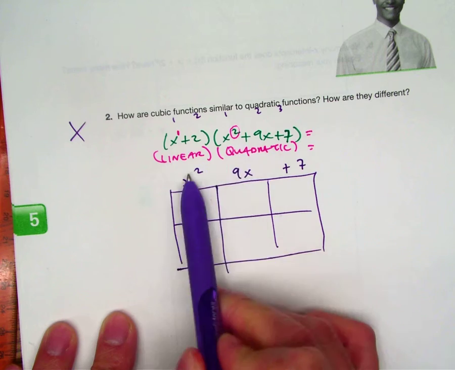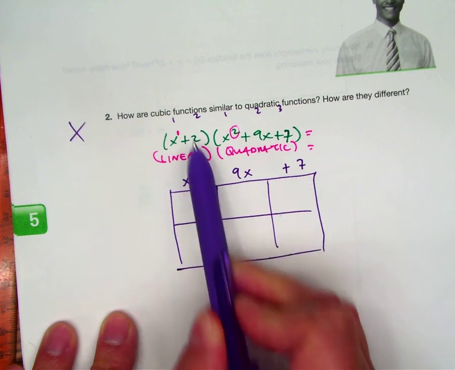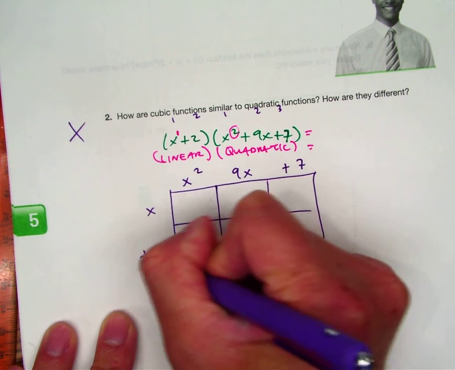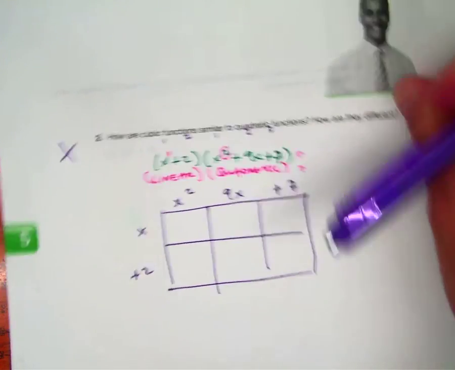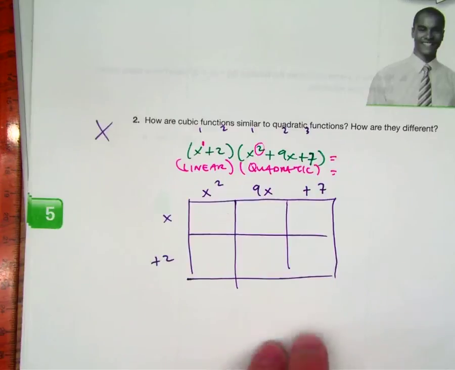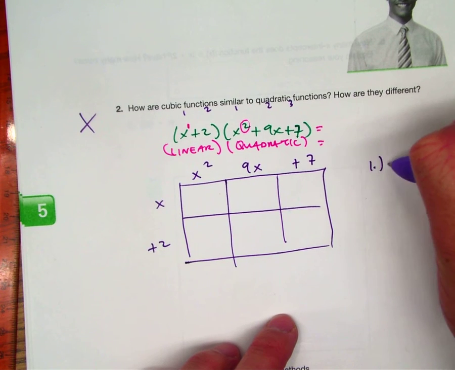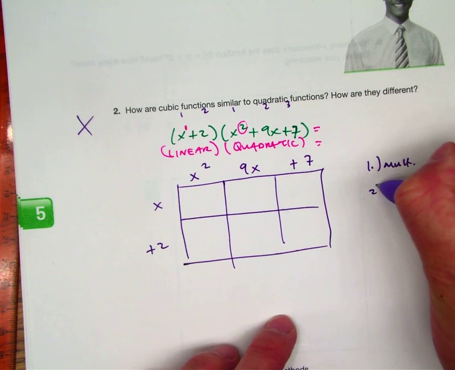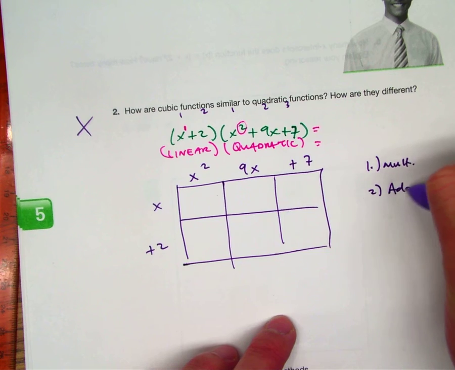And you see how each of the terms gets one box. And then I have x plus 2. Now if you did yours the other way, yours might look like something like that, which is perfectly okay. We're just going to multiply, and then we're going to add or combine like terms.